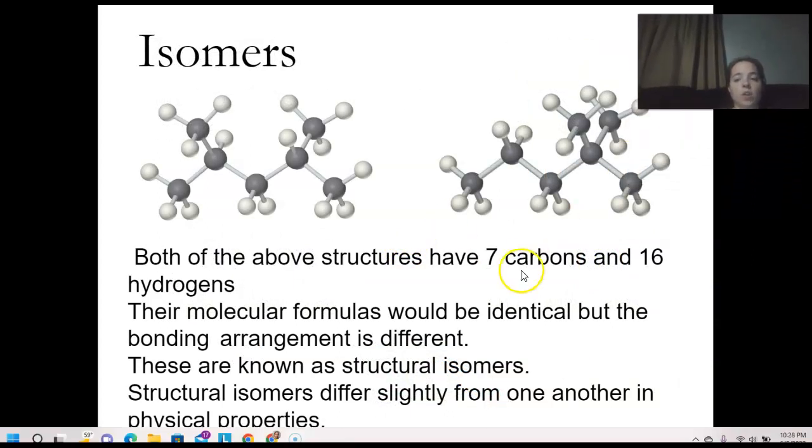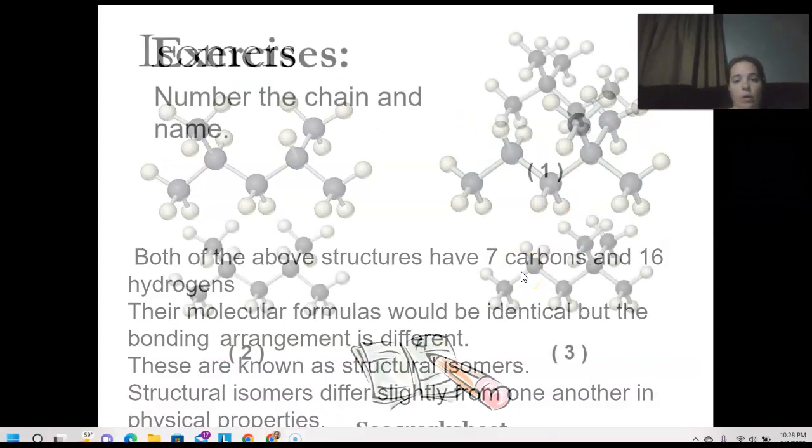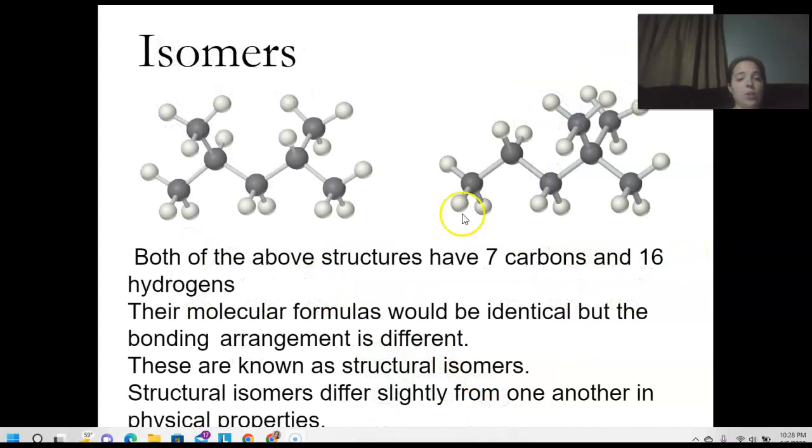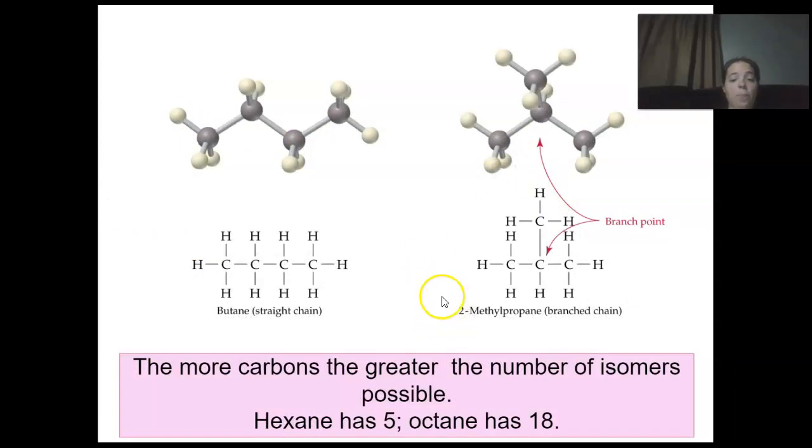Isomers. So we kind of saw that on this one. Oh, sorry, I'll go back one. Right here and here, these are isomers of each other. Isomers just show that their molecular formulas would be identical, but the bonding arrangements are different. So you would still have the same number of carbons, only they'd be on different spots. And you did see this. This is exactly what we saw in the last one. These are structural isomers. They only differ slightly from one another in physical properties and where the carbons are actually located.